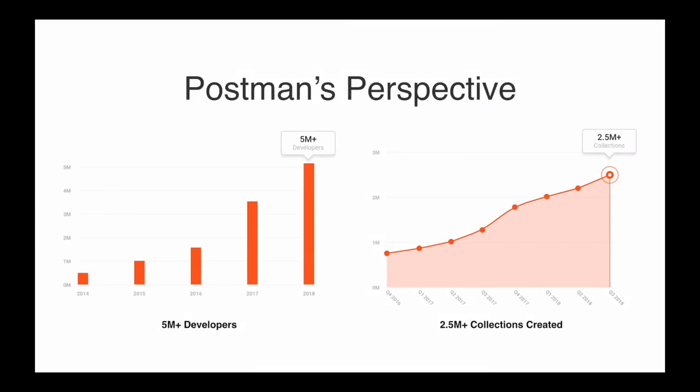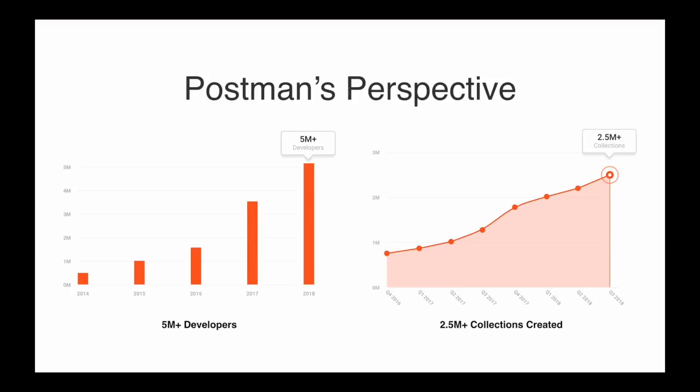And we've seen this quite closely at Postman from our perspective. Now, Postman started off as a REST client back in 2012, and it has grown phenomenally to more than 5 million developers now who are using Postman for everything from debugging, testing, to monitoring and publishing APIs. And these 5 million developers create more than 2.5 billion collections every month.